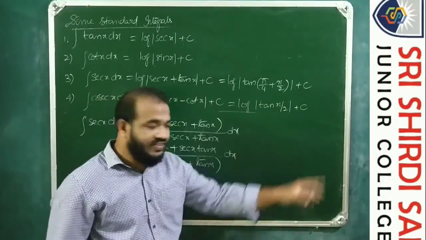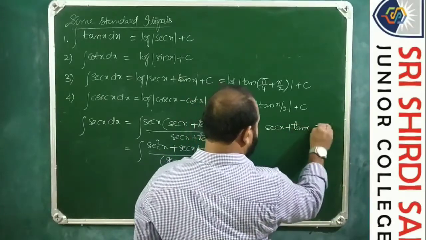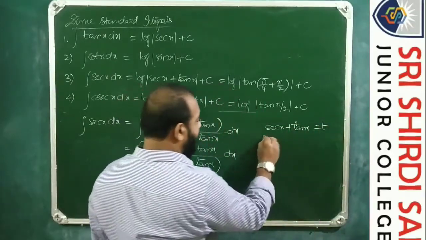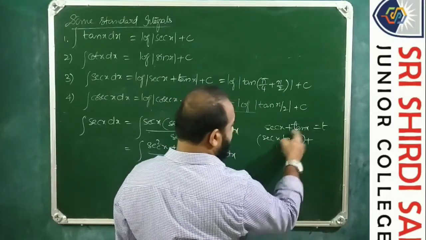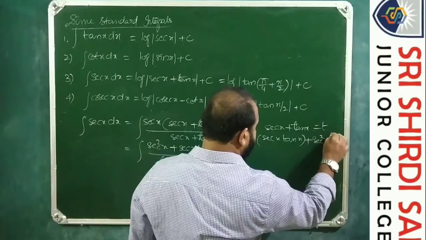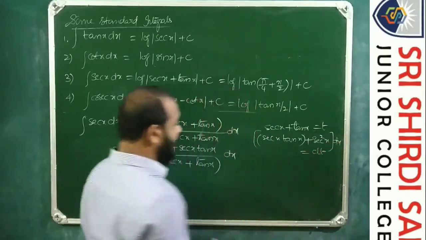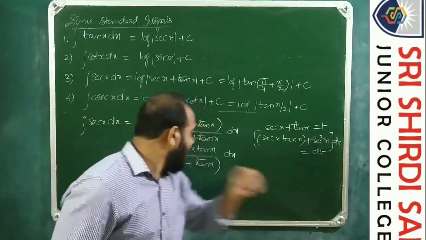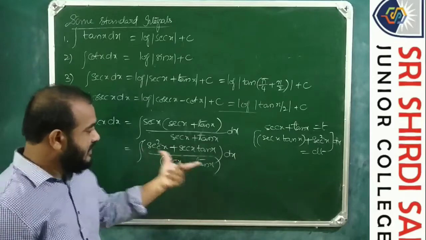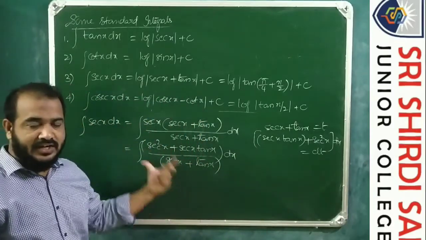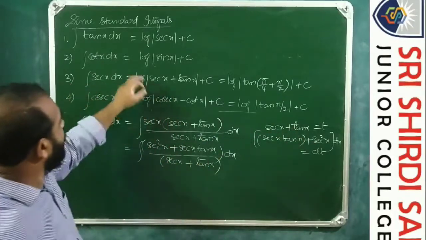Secant x plus tan x is equal to t. Now secant x derivative is secant x tan x, plus tan x derivative is secant square x, whole dx is equal to dt. See here, secant x tan x plus secant square x dx is dt, and this is t. dt by t is log t. Log t is log of secant x plus tan x.